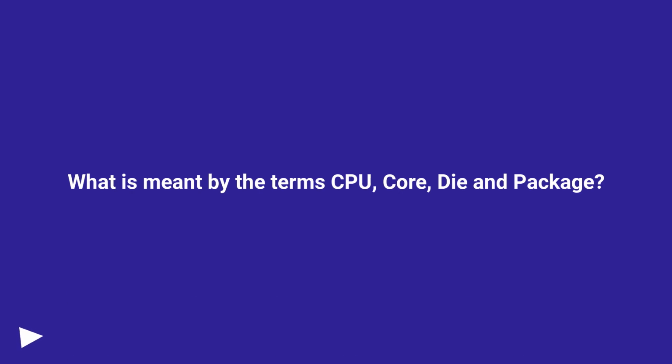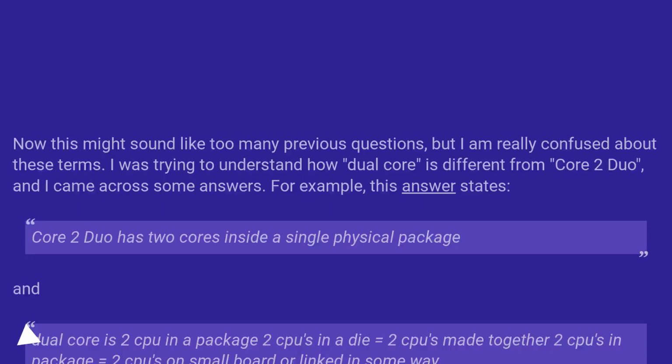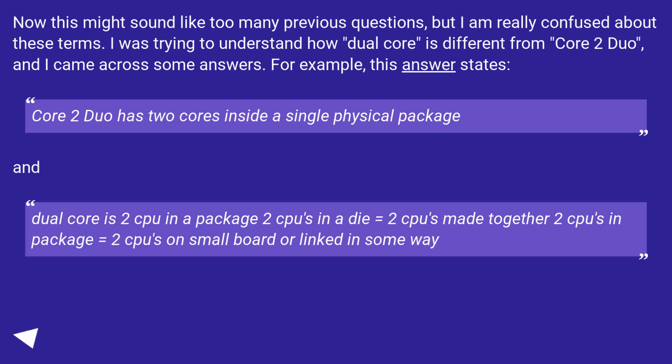What is meant by the term CPU, core, die and package? Now this might sound like too many previous questions, but I am really confused about these terms. I was trying to understand how dual core is different from Core 2 Duo, and I came across some answers. For example, this answer states, Core 2 Duo has 2 cores inside a single physical package.